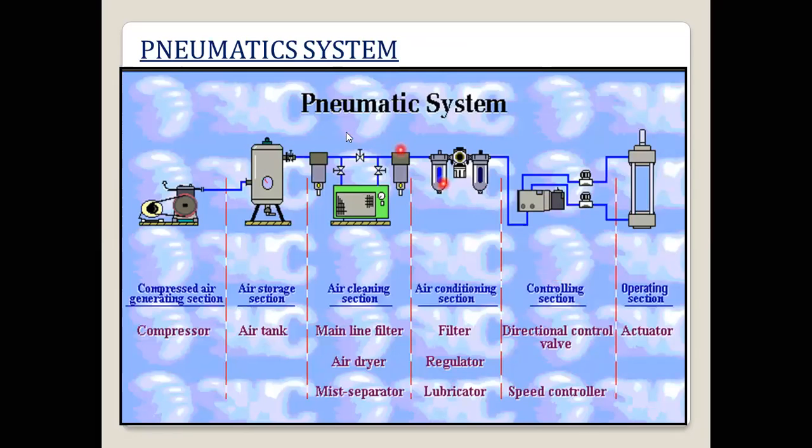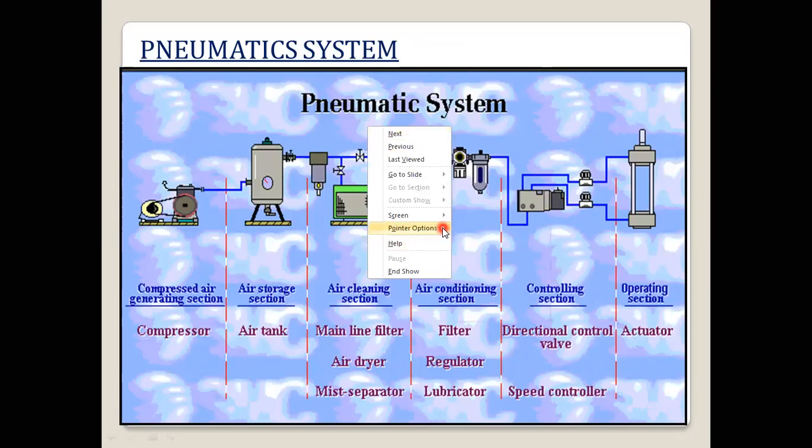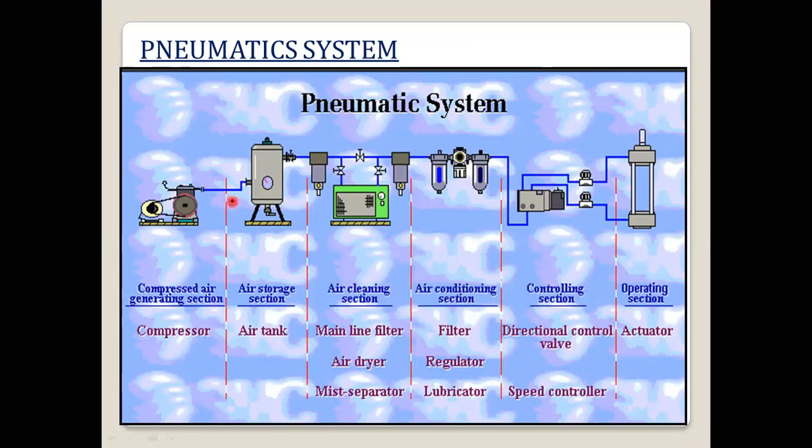So let us go to the pneumatic system, that is, the components of the pneumatic system. What are the components? First, the part is compressed air generation. Here comes the compressor. The compressor will be run by an IC engine or an electrical motor. Normally the compressor will be run by an electrical motor. From the compressor, the compressed air is generated.